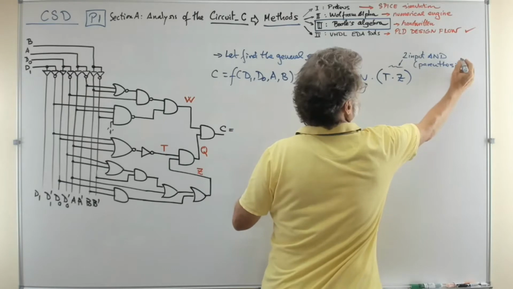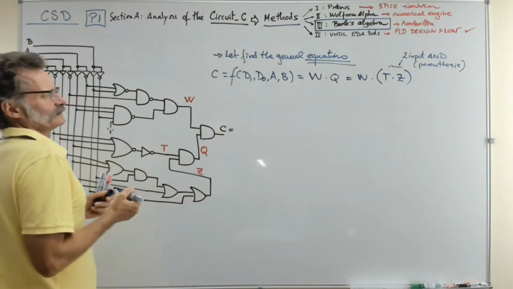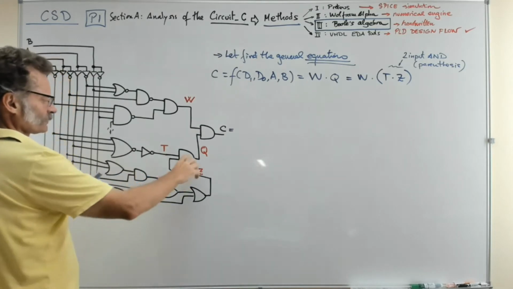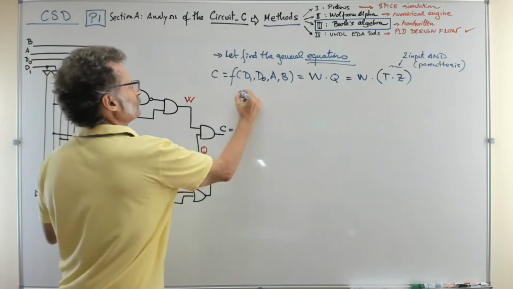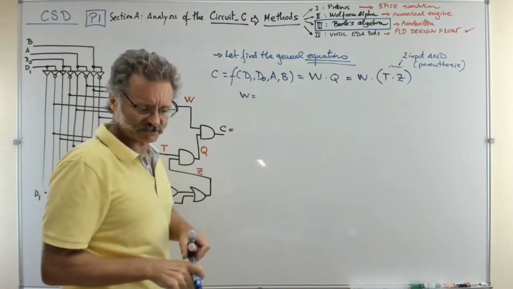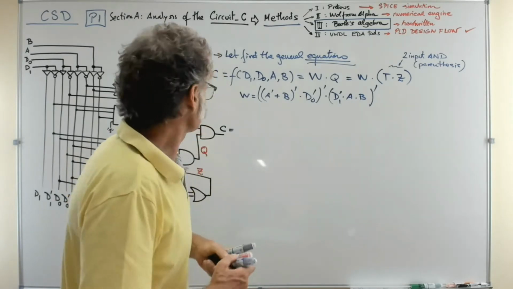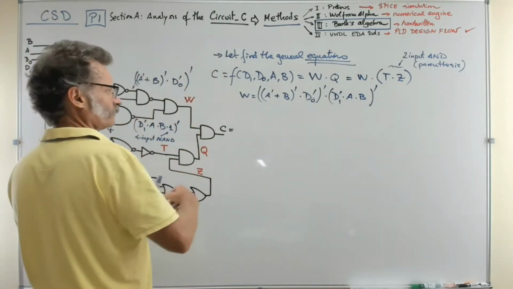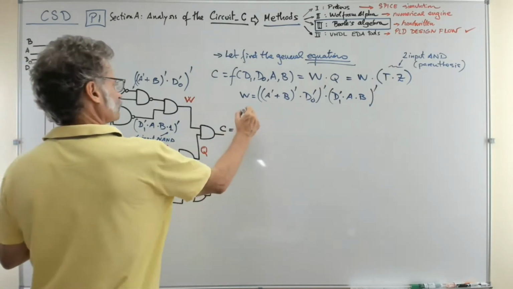Okay? That's the meaning of the parenthesis. So you can continue now in some way, because the W is already solved from a previous example. Now let's continue with a Q, or what is the same, the T. So the T is going to be something like this.